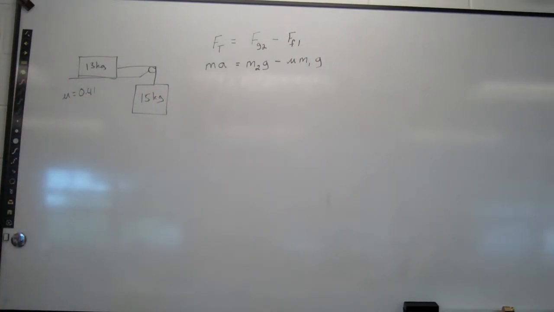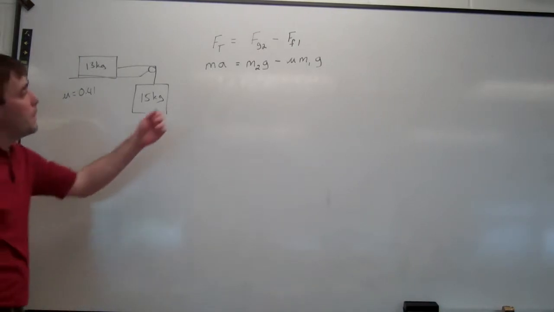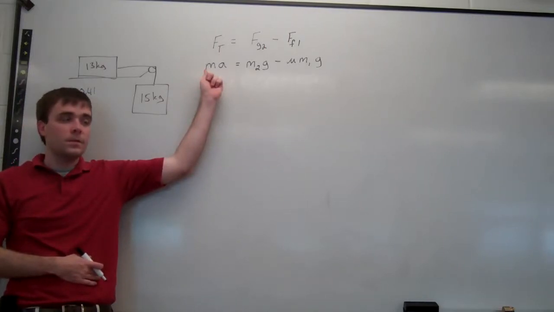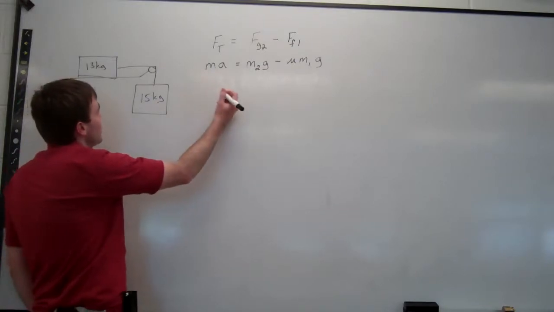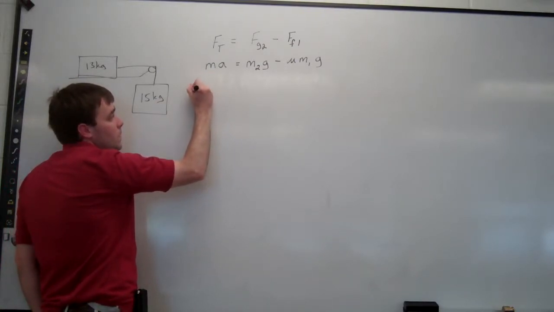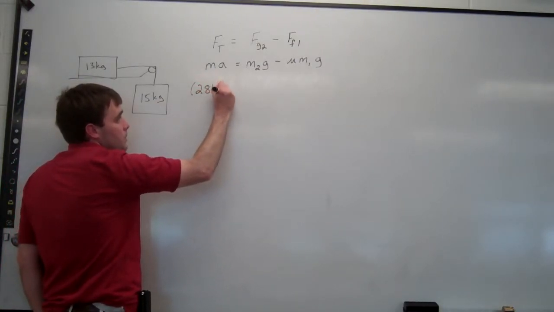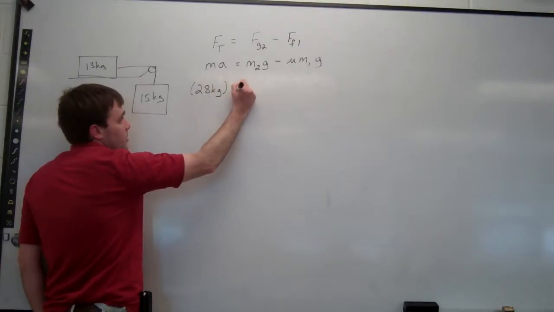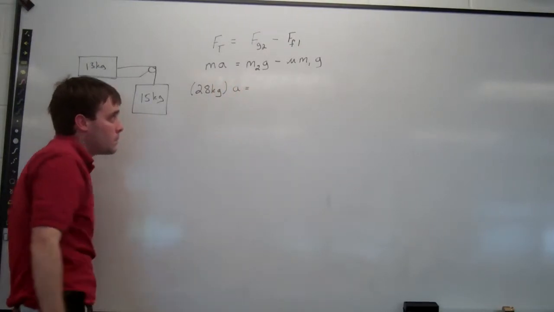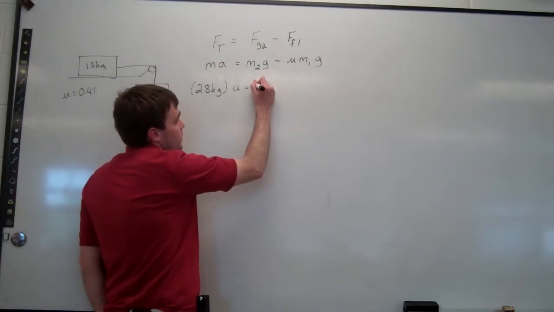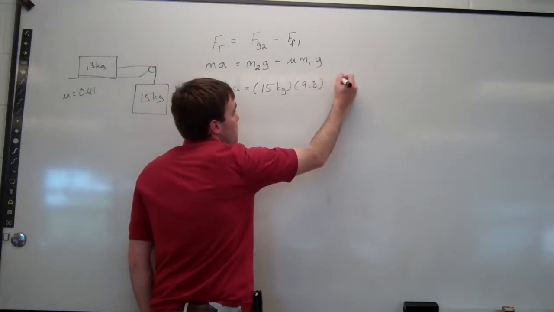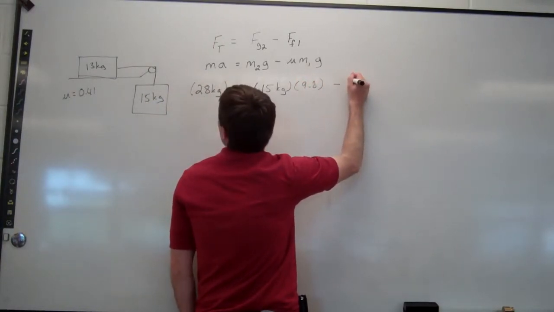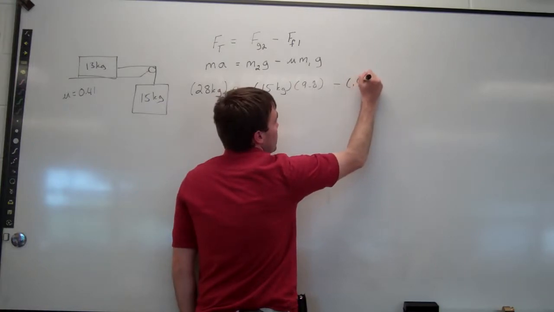Any questions on what I did in that step? What mass goes here? Total. The total mass. Since we're looking at the total force, we got to use the mass of everything in that step. So it's 13 plus 15. 28 kilograms. Acceleration is what we're looking for. So we do M2 is 15 times 9.8 minus 0.41.